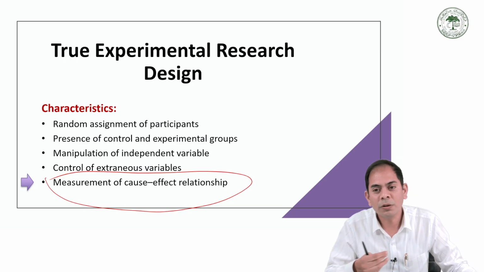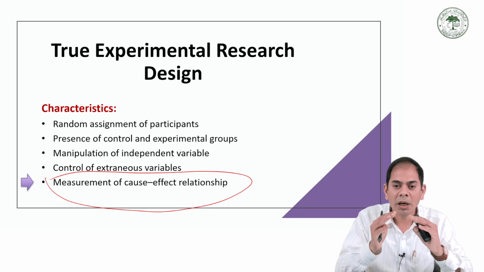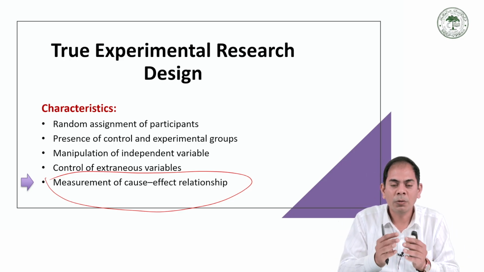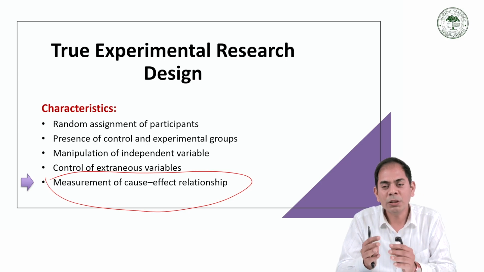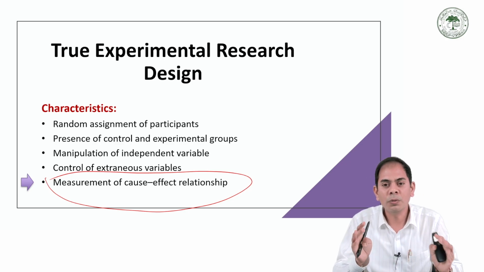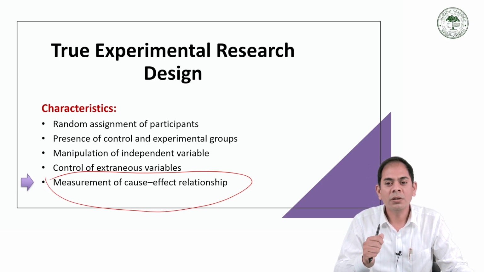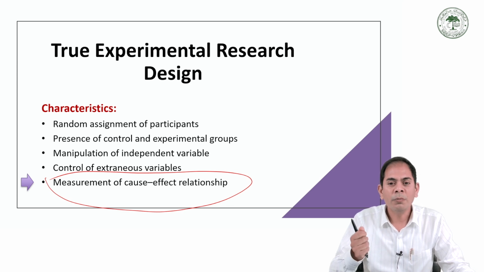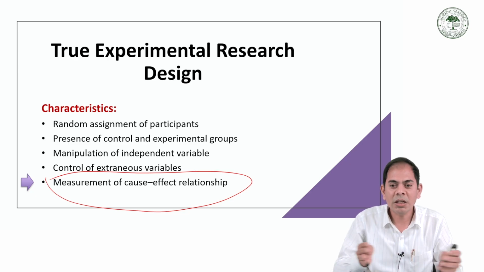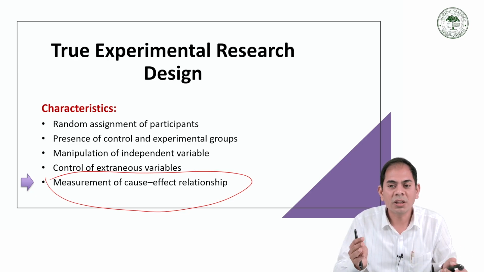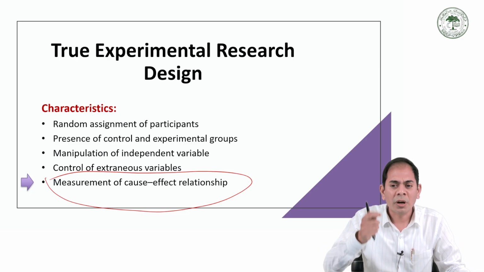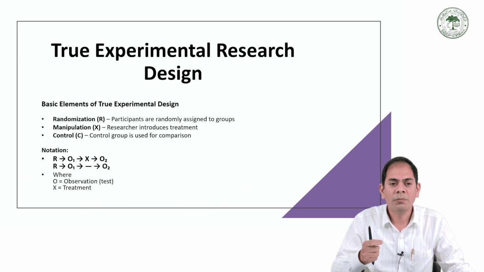The main characteristics of experimental research are random assignment, because every participant has an equal chance to be selected in any group; control condition and experimental group; manipulation of the independent variable; control of outside factors; and measurement of the cause and effect relationship. These characteristics make experimental research a true, reliable scientific method.